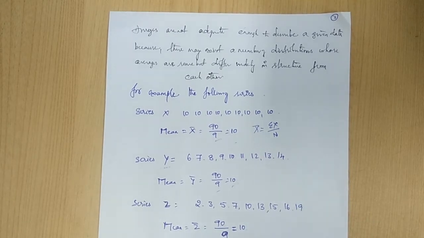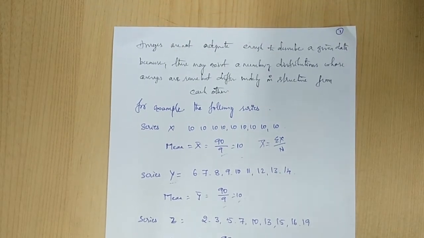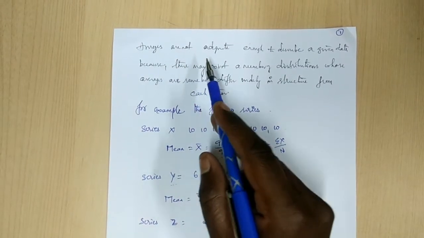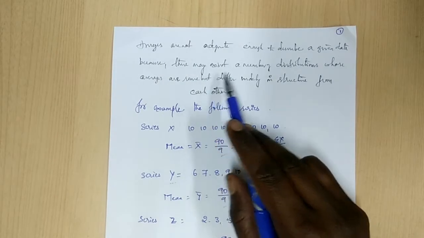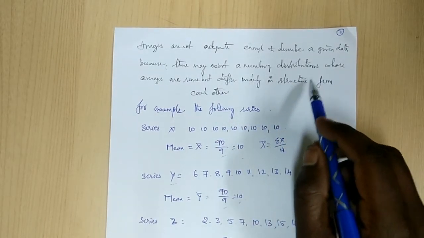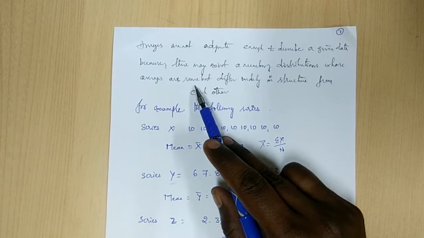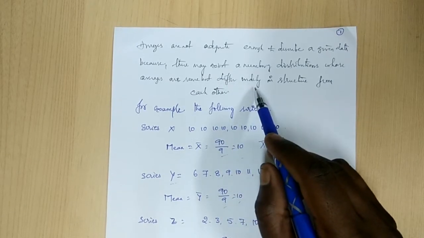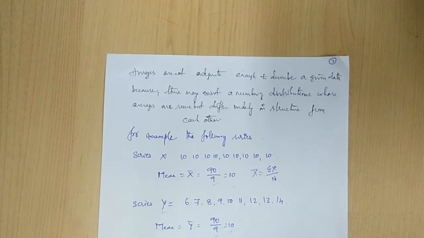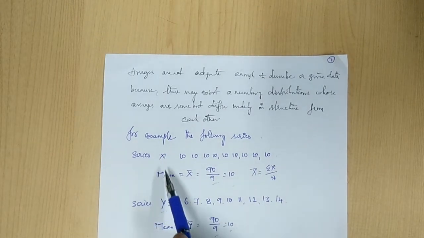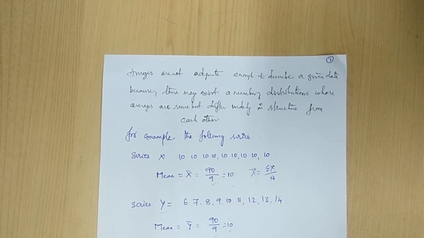Now to answer that question, we're going to learn what the averages explain. The averages which we learned are not enough to describe given data, because there exist a number of distributions whose averages are the same but differ widely in structure from each other. For example, here we are given three different series: X, Y, Z.